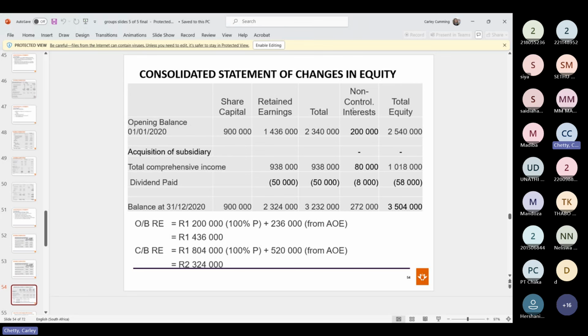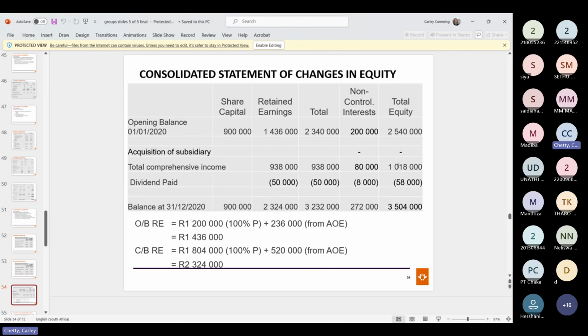2,340,000. And then our non-controlling interest will be 200,000. This will also be from our analysis of owner's equity. Then we have total comprehensive income. This will come from the consolidated statements of profit and loss and other comprehensive income. So the parent's portion was 938,000, and the non-controlling interest portion for the current year was 80,000.